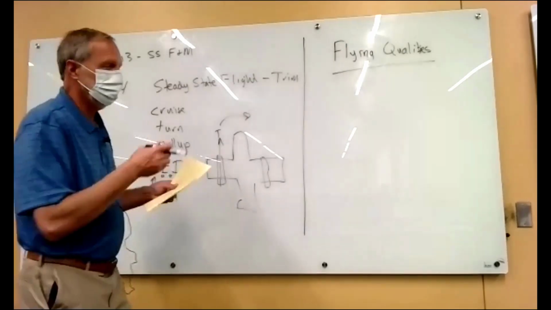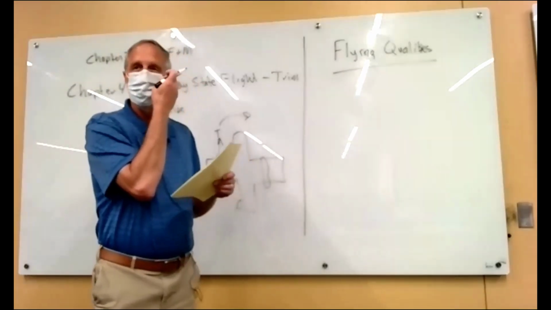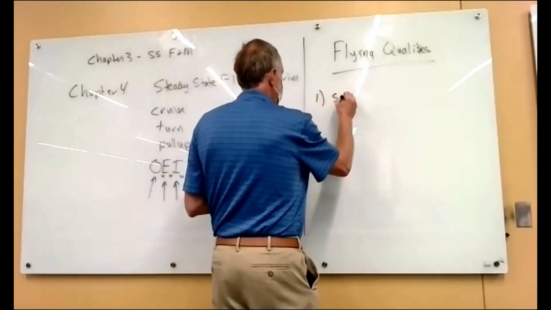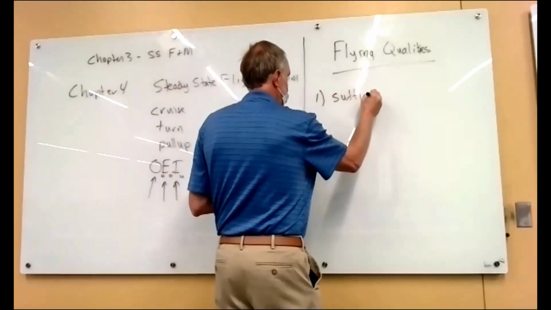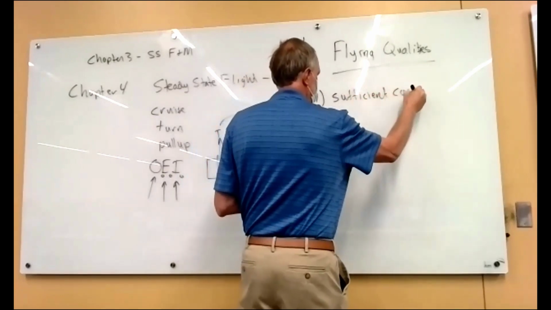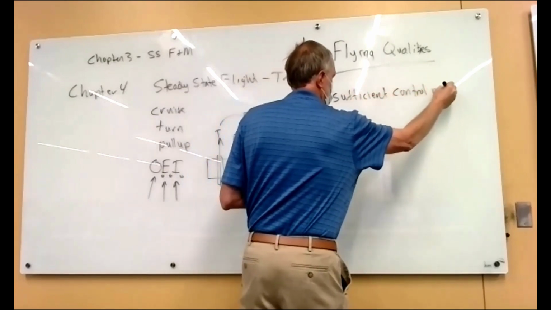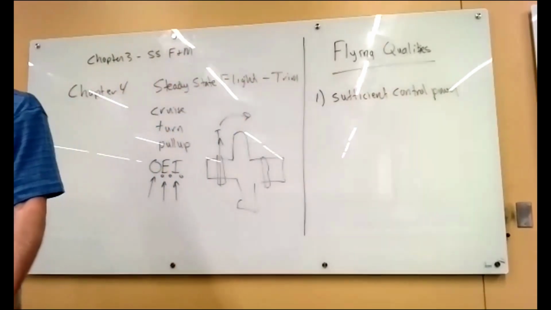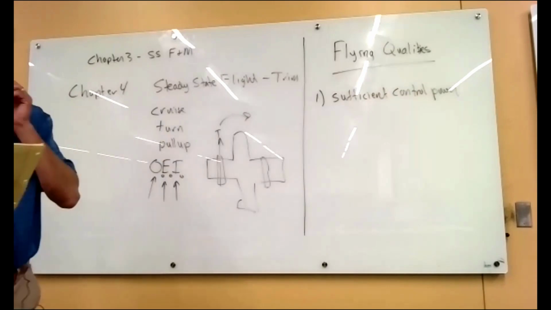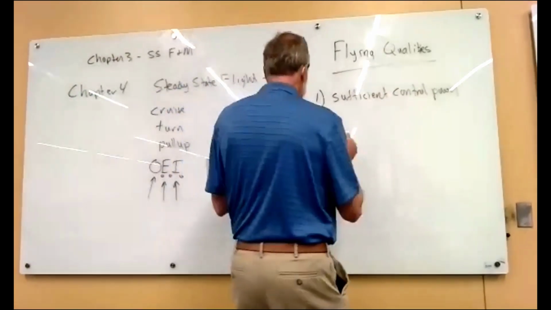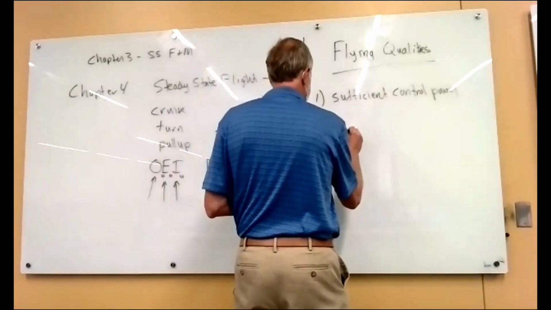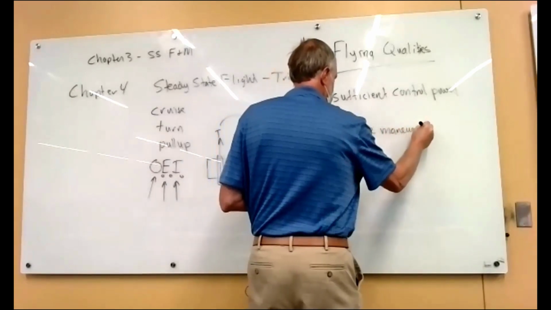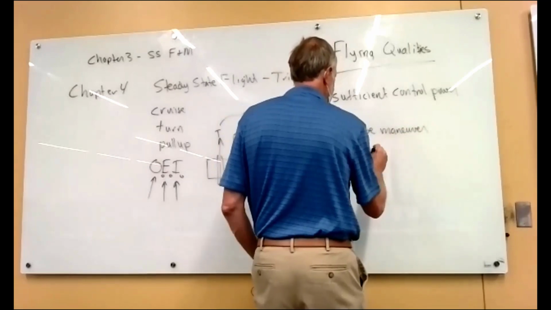All right, so along the way, we were going to look at what are called flying qualities. And in steady state flight, we're going to look at, well, do we have enough aileron or rudder or elevator to do what we're trying to do, to fly that condition? That's sufficient control power. Also, can we maneuver from one state to the other?